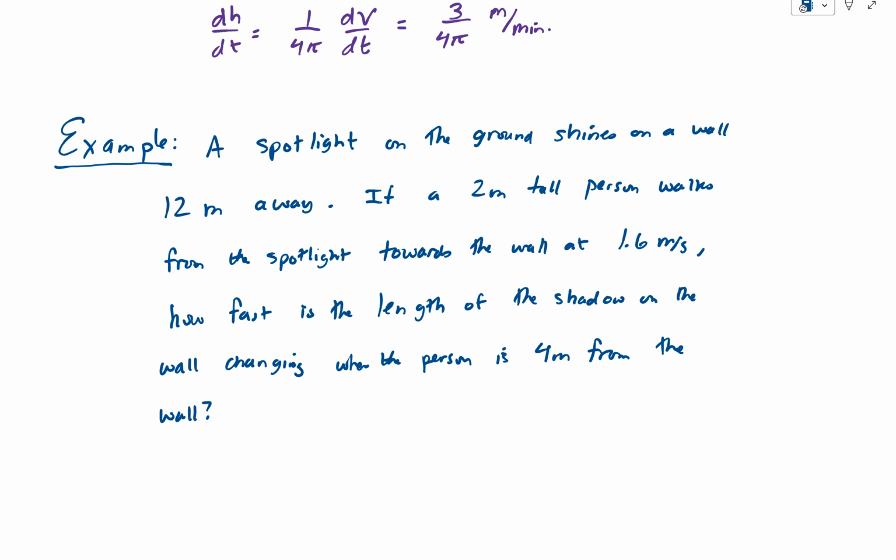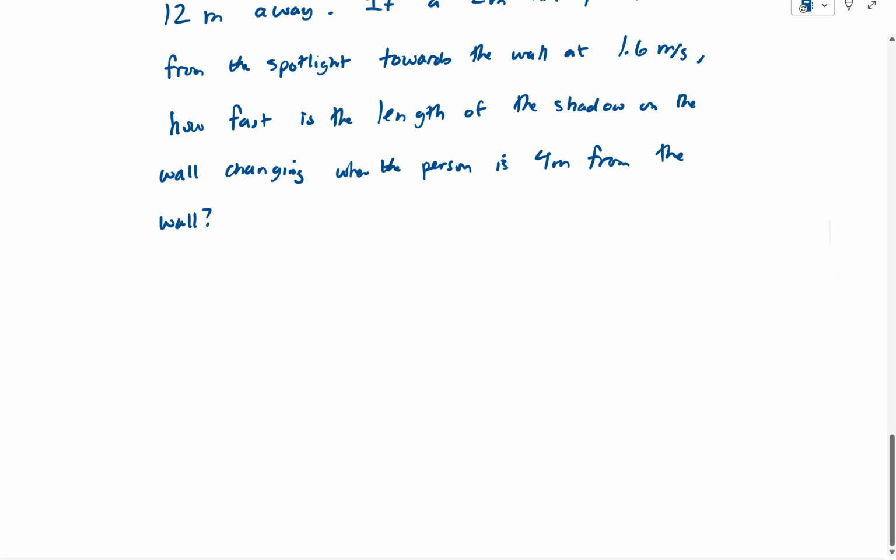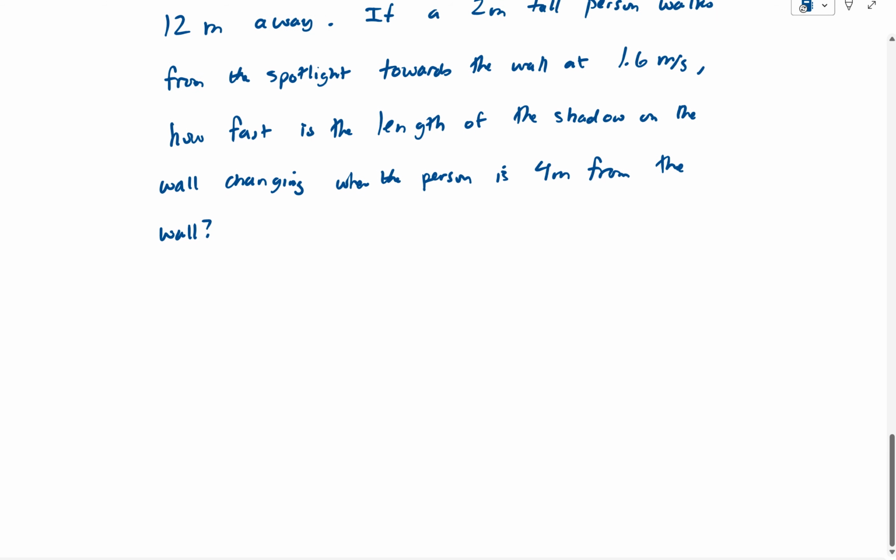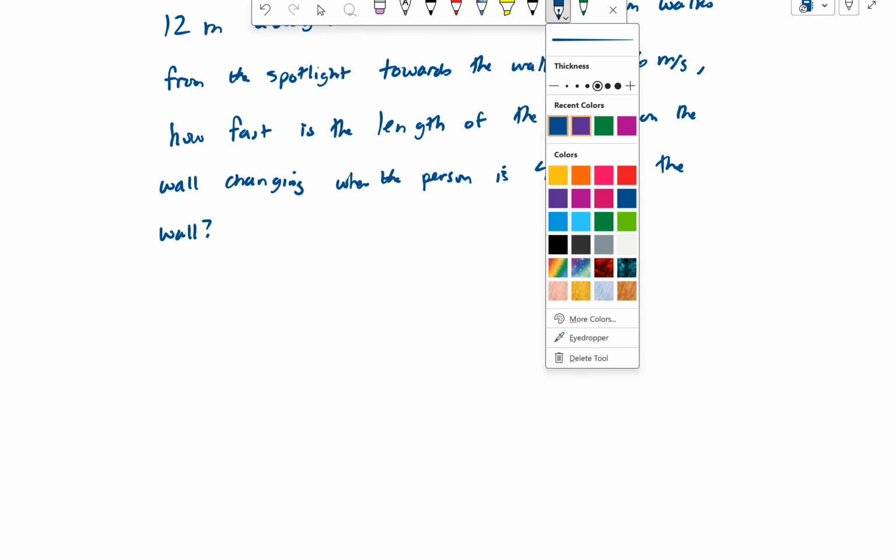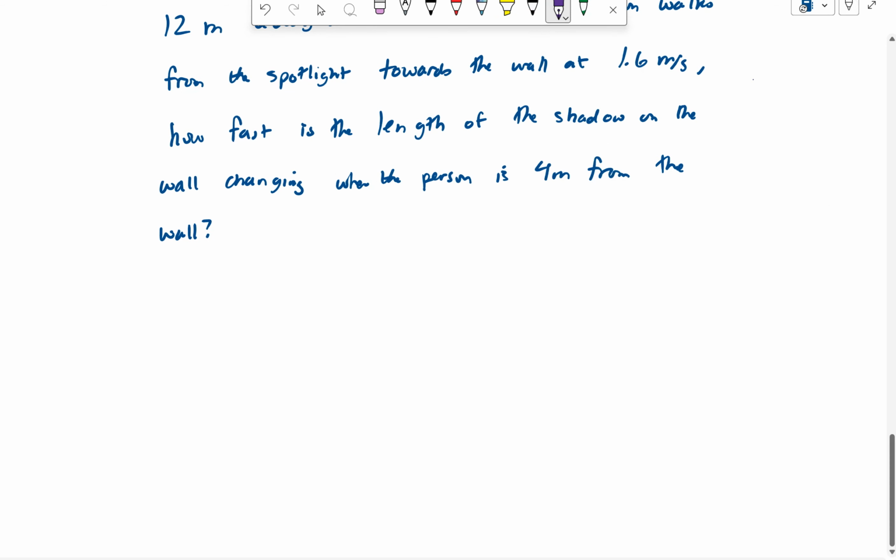Okay, so we have a spotlight on the ground. It's shining on a wall 12 meters away. A 2-meter tall person is walking from the spotlight towards the wall at 1.6 meters per second. We want to know how fast is the length of the shadow on the wall changing when the person is 4 meters from the wall. So let's go ahead and start drawing our pictures here and figuring out what we're trying to find.